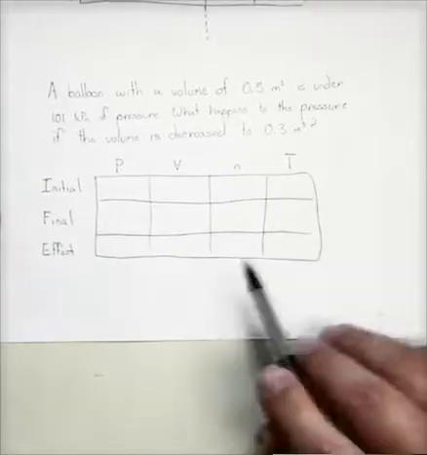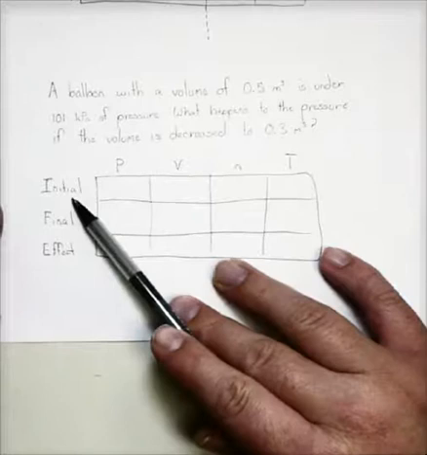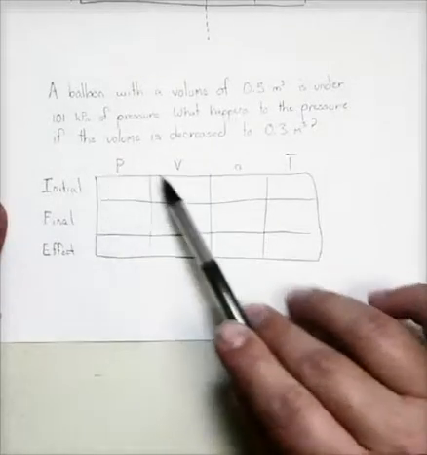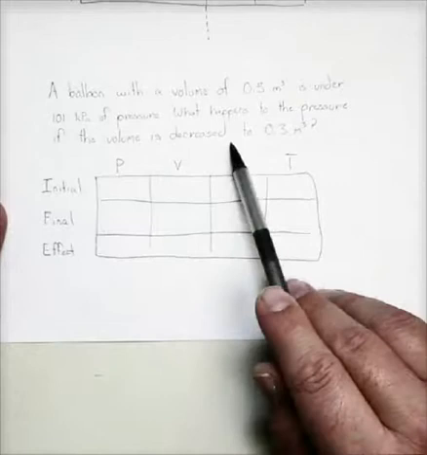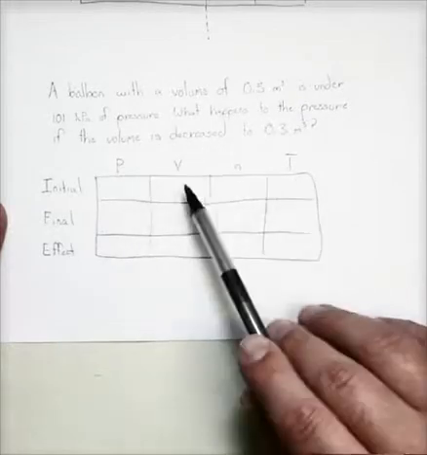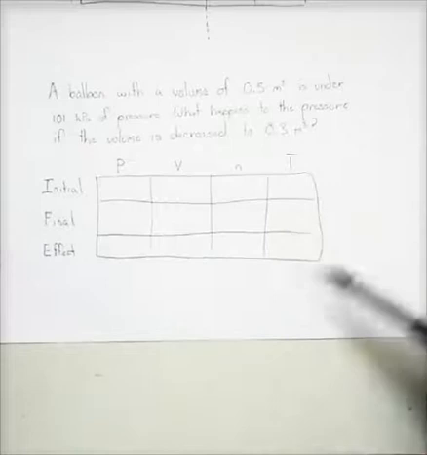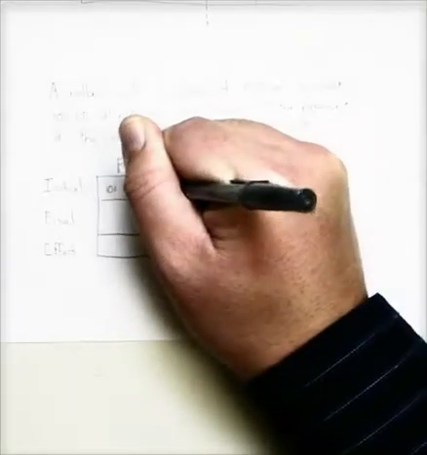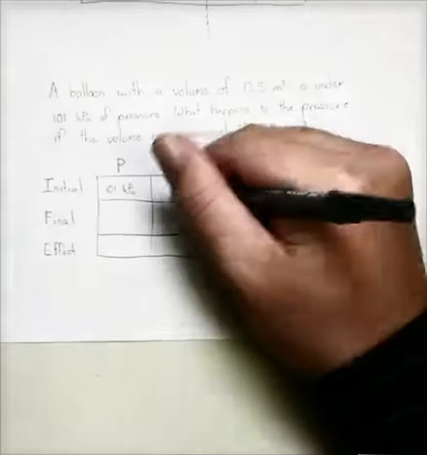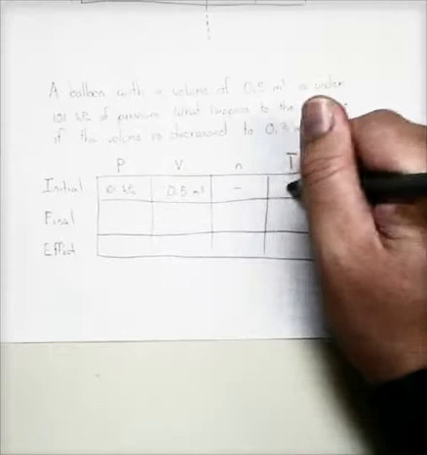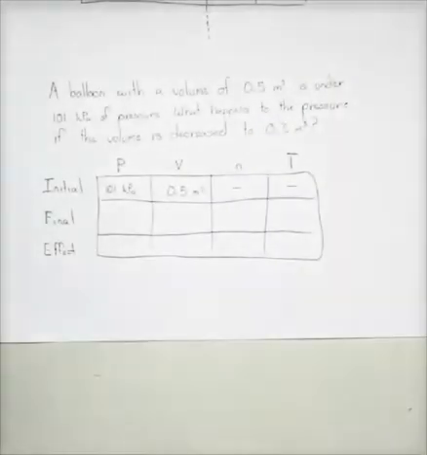All right, now we go through and we look at the initial situation before the change. Now what's the change? The volume is decreased. So before that volume is decreased, we want to know about all of these. So the pressure before the volume decreased was 101 kilopascals. The volume was 0.5 cubic meters, and we weren't given any information about the number of particles or the temperature.